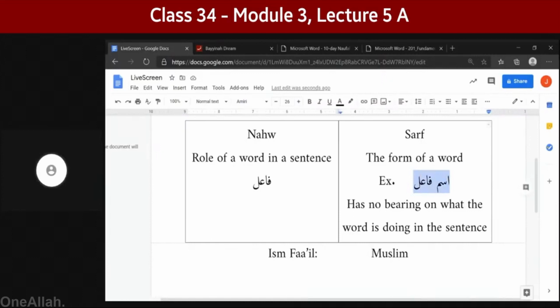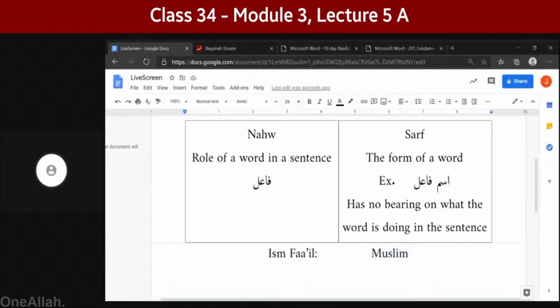If you can do that with one of the vocabulary words of sarf, then that's how you know that this is a sarf term and not a nahu term, right? I can look just from the form of the word and I can tell you it's ism fa'il. That means it doesn't have any role in a sentence yet. That's just what it is.